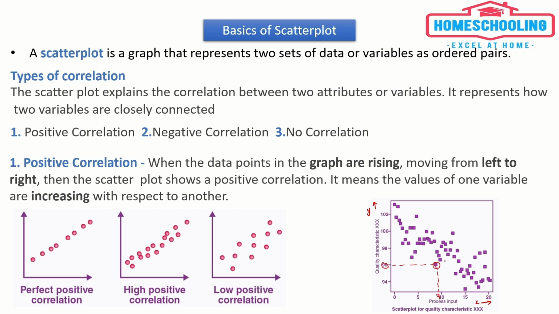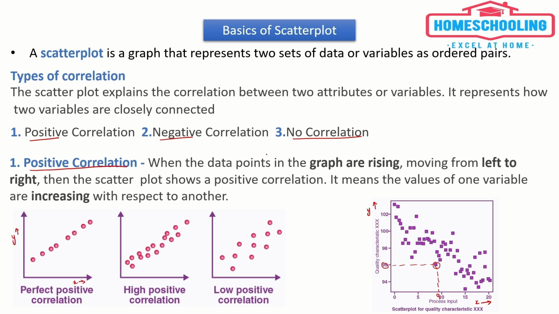Now we have various types of correlation in a scatterplot. It can be a positive correlation, negative, or no correlation. So what is a positive correlation in a scatterplot? As we can see here, the data points are rising when we move from left to right. This means that when the value of x is increasing, the value of y is also increasing.